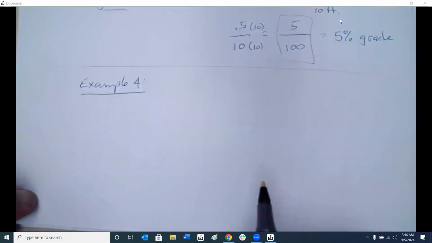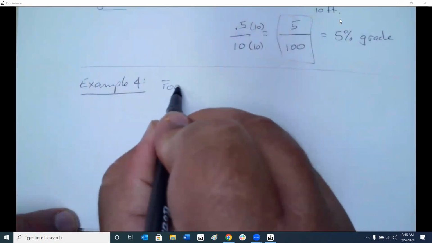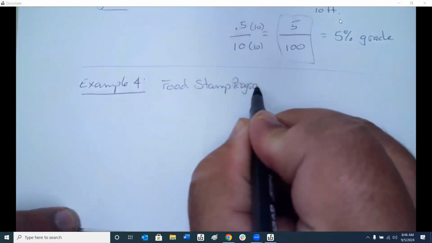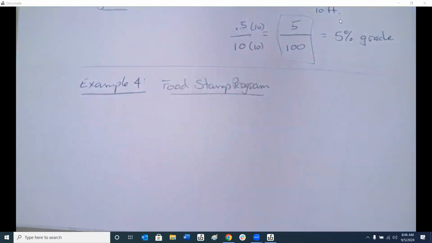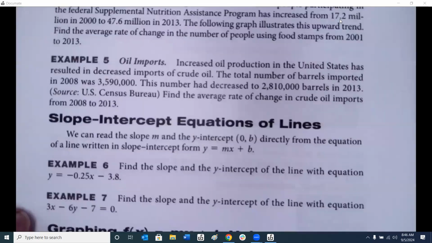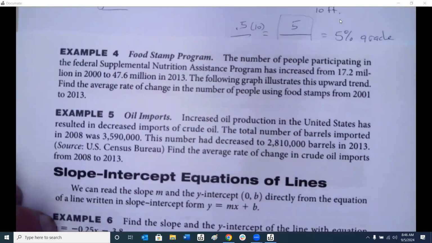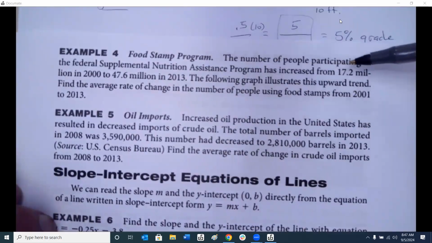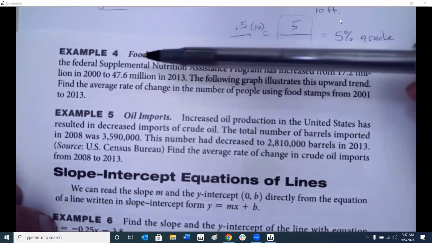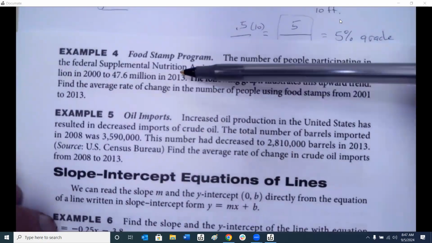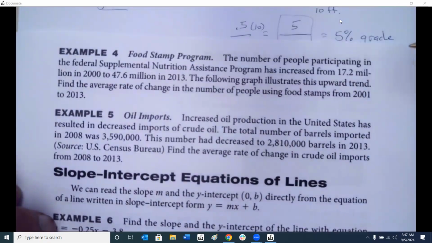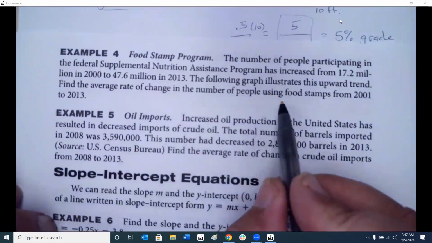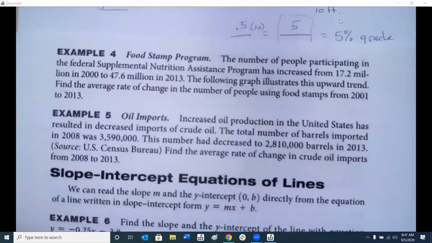Example 4. The food stamp program. What this one says is this. The number of people participating in the federal Supplemental Nutrition Assistance Program has increased from 17.2 million in 2000 to 47.6 million in 2013. Find the average rate of change in the number of people using food stamps from 2001 to 2013.